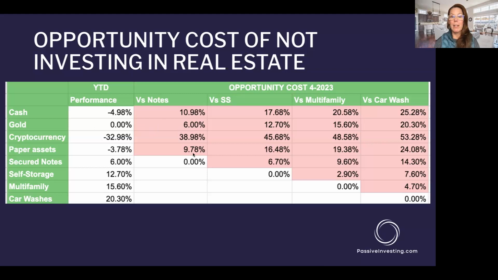Gold, we're about net zero. Cryptocurrency has rebounded a little bit, so these numbers aren't exactly fair to cryptocurrency, but that's hugely volatile. Paper assets like the stock market, we're still down, actually probably down a little bit more than it is today, so these numbers are actually more advantageous than they really are. So you can see here, opportunity cost is a huge thing that we need to consider in our portfolio.